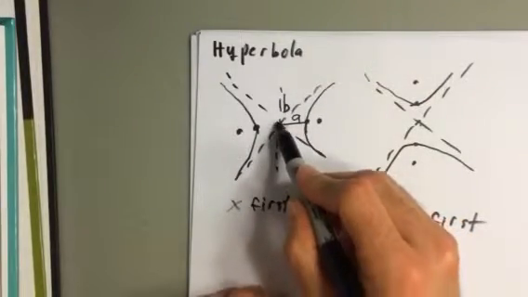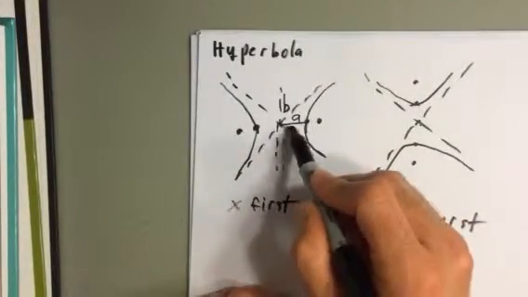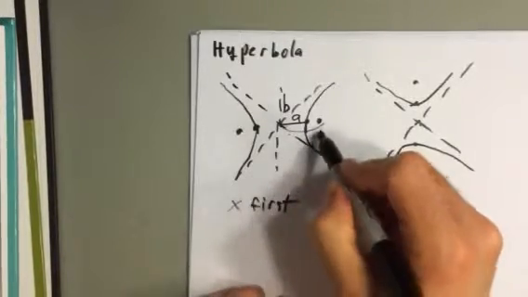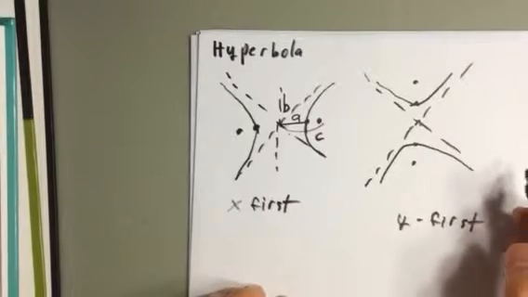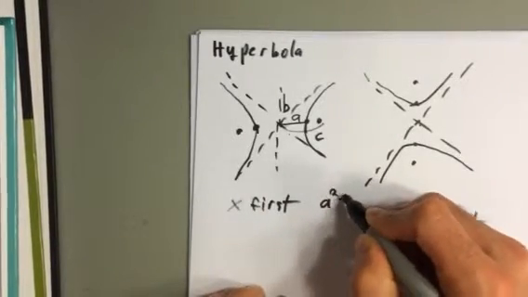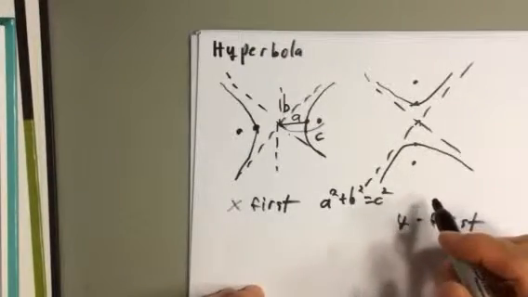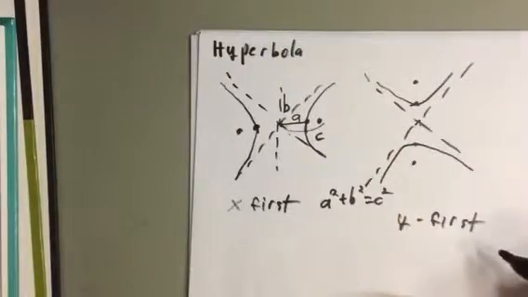Then the distance from center to focus, just like in parabolas, we're going to have something called a focus that's always on the inside. That distance is always going to be the c. And this will follow the a squared plus b squared equals c squared of the Pythagorean theorem. The same thing works for an up and down hyperbola.